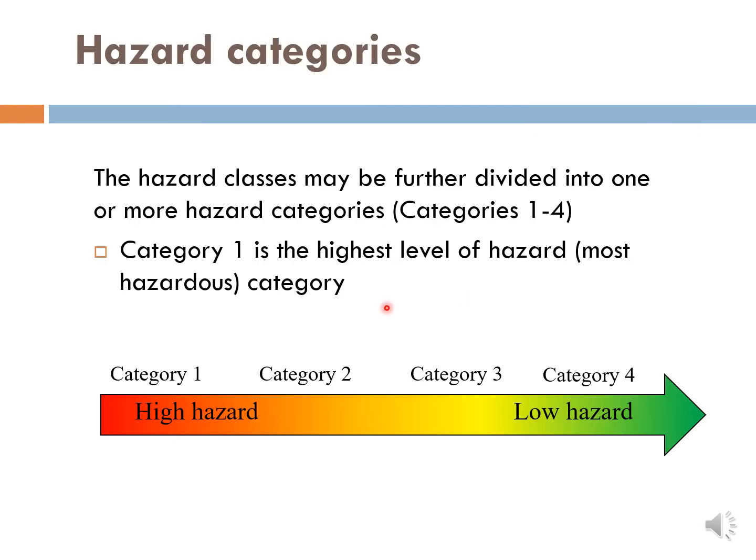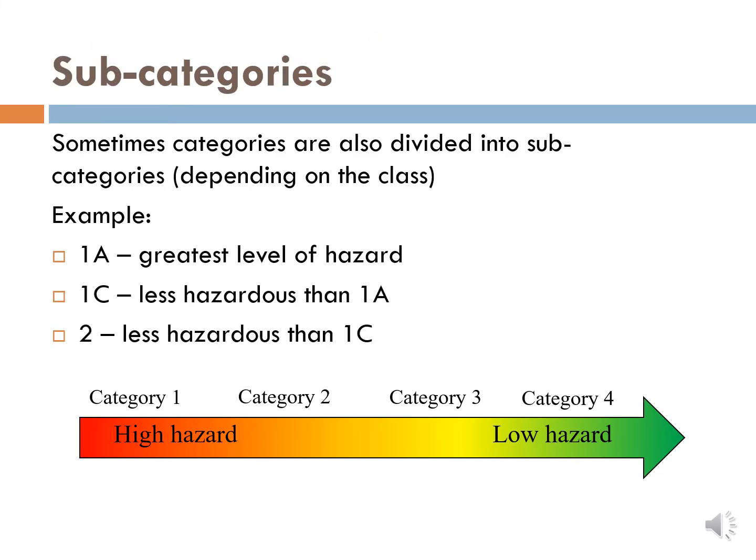If we talk about the hazard categories, as I mentioned, the hazard categories are from category 1 to category 4. Category 1 is the highest hazard, while category 4 is the lowest hazard. Compared to 1 and 2, of course, 1 is the highest and 2 is lower. So these are the four categories of the hazards.